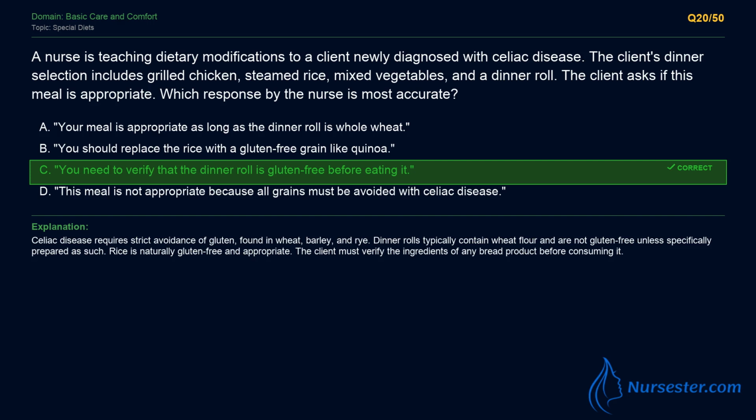The correct answer is C. Celiac disease requires strict avoidance of gluten, found in wheat, barley, and rye. Dinner rolls typically contain wheat flour and are not gluten-free unless specifically prepared as such. Rice is naturally gluten-free and appropriate. The client must verify the ingredients of any bread product before consuming it.